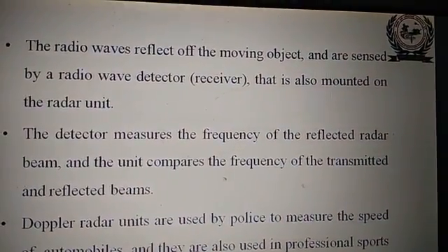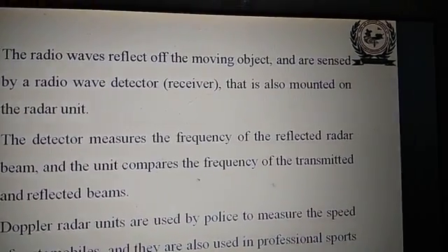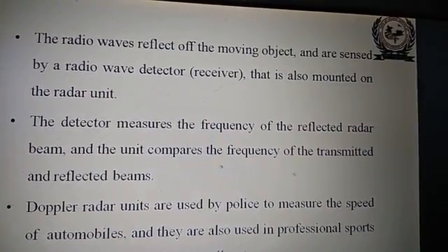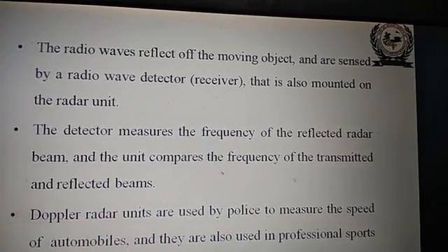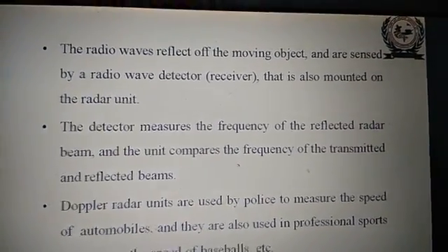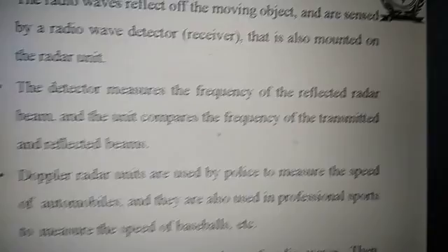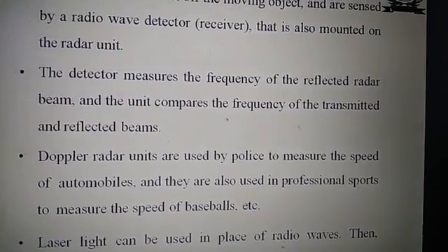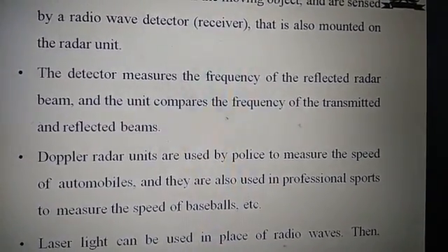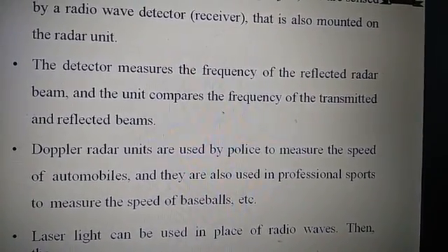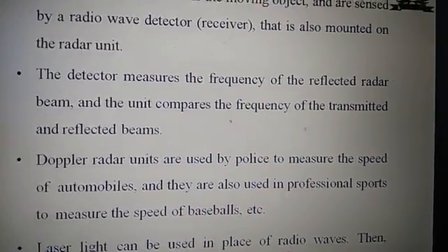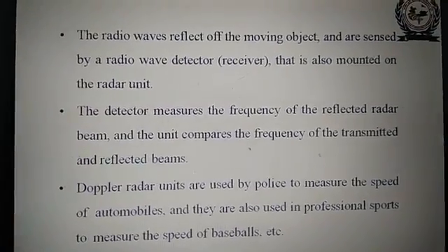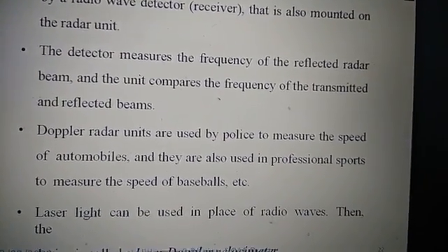The radio waves reflect off the moving object and are sensed by a radio wave detector receiver that is also mounted on the radar unit. The detector measures the frequency of the reflected radar beam, and the unit compares the frequency of the transmitted and reflected beams. The frequency will be compared between the transmitted and reflected beams.